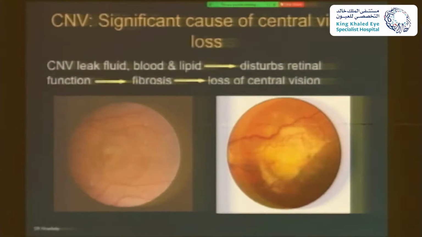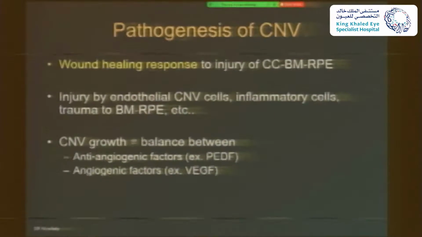And with this, you get a healing response from the retinal pigment epithelium, which can transform itself into fibroblasts and then try to suffocate these vessels. And this fibrosis, when it happens in the fovea, of course, is going to disturb the central vision, and you get loss of central vision. So the CNV is really the growth of these vessels, and the scars that you get out of it are a result of a wound healing response to injury of the choriocapillaries, the Bruch's membrane or RPE.